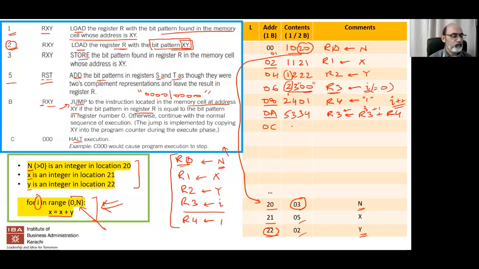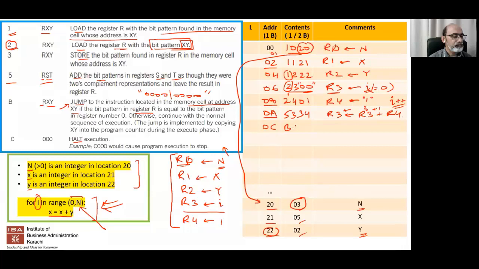Any thoughts? You've incremented I. Okay. Yeah. So we will compare the I value with the N value. So the code will be B. And I guess we have to make the new register, and then 3 and 0.